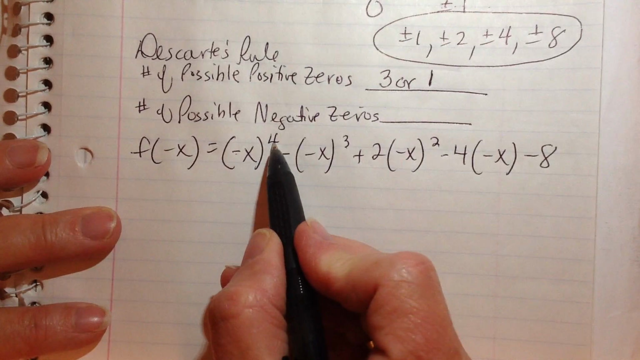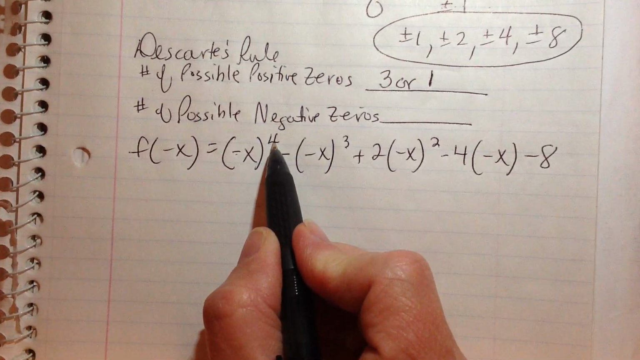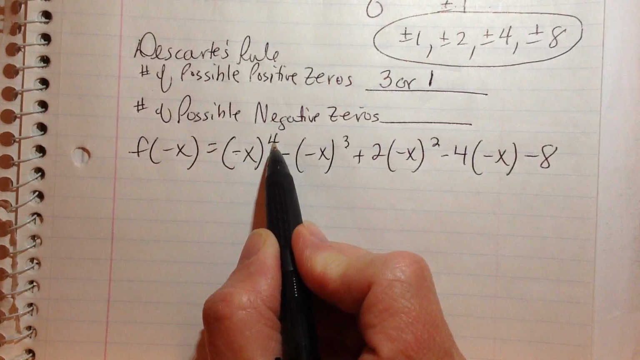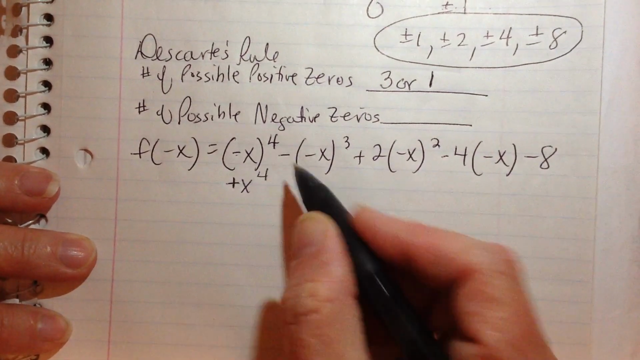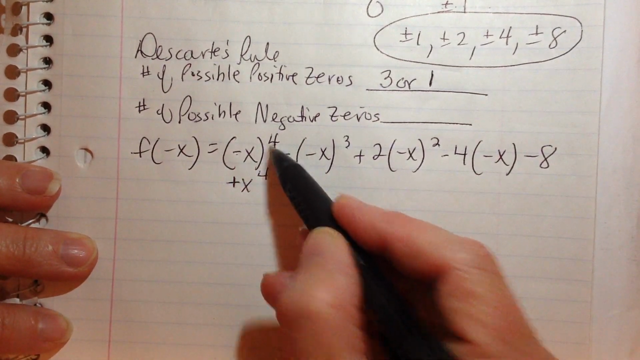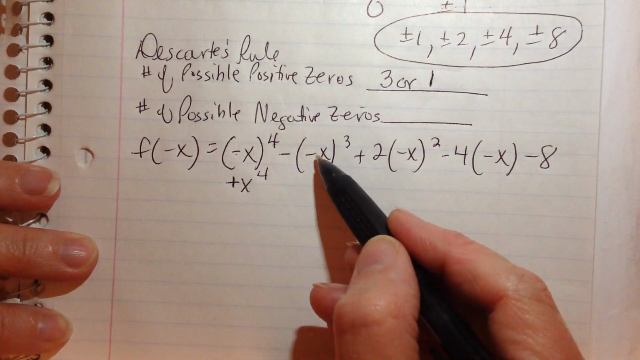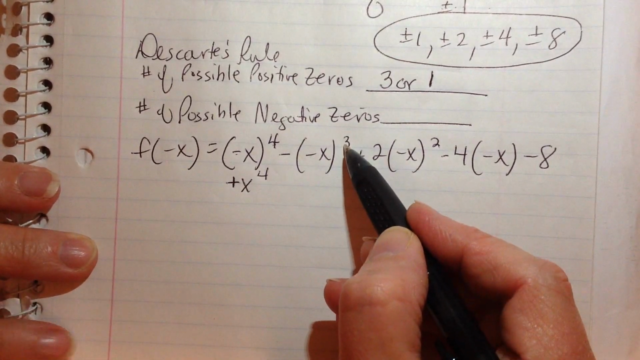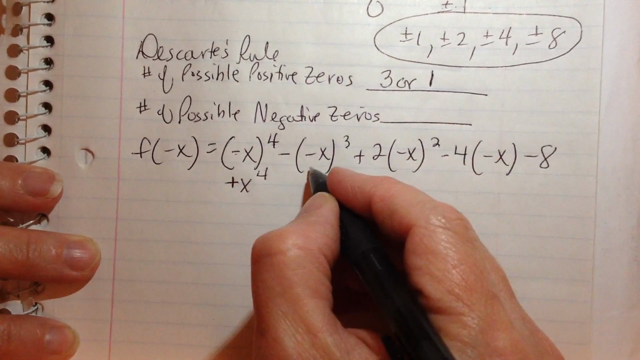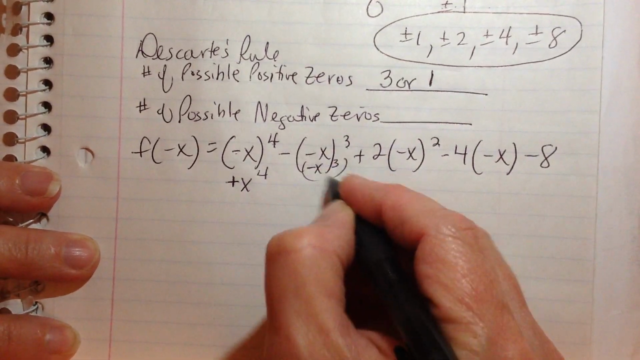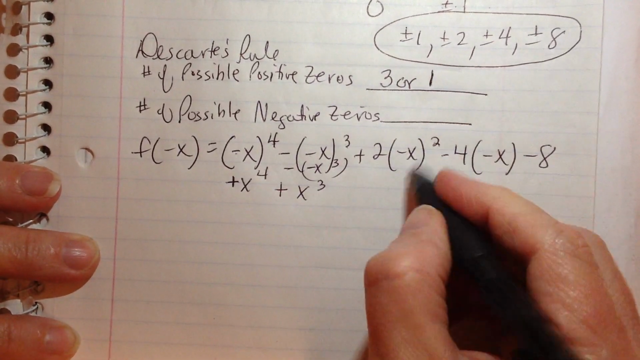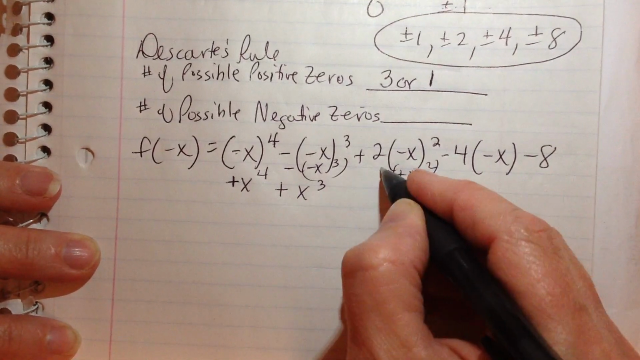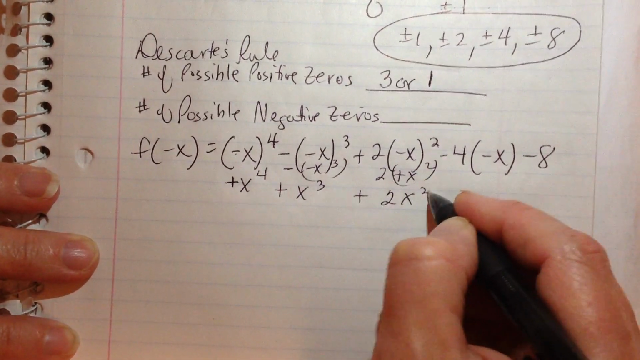Well, negative x to an even power, that's multiplying 4 negatives. A negative times a negative is a positive, positive times a negative is a negative, and a negative times that 4th negative gives you a positive x to the 4th. Any negative raised to an even power is going to give you a positive. Now here we have a negative x raised to the 3rd power. Well, a negative times a negative times a negative gives me negative x cubed, times that negative, though, gives me positive x cubed. Negative x squared is positive x squared. Times 2 would give you 2x squared.